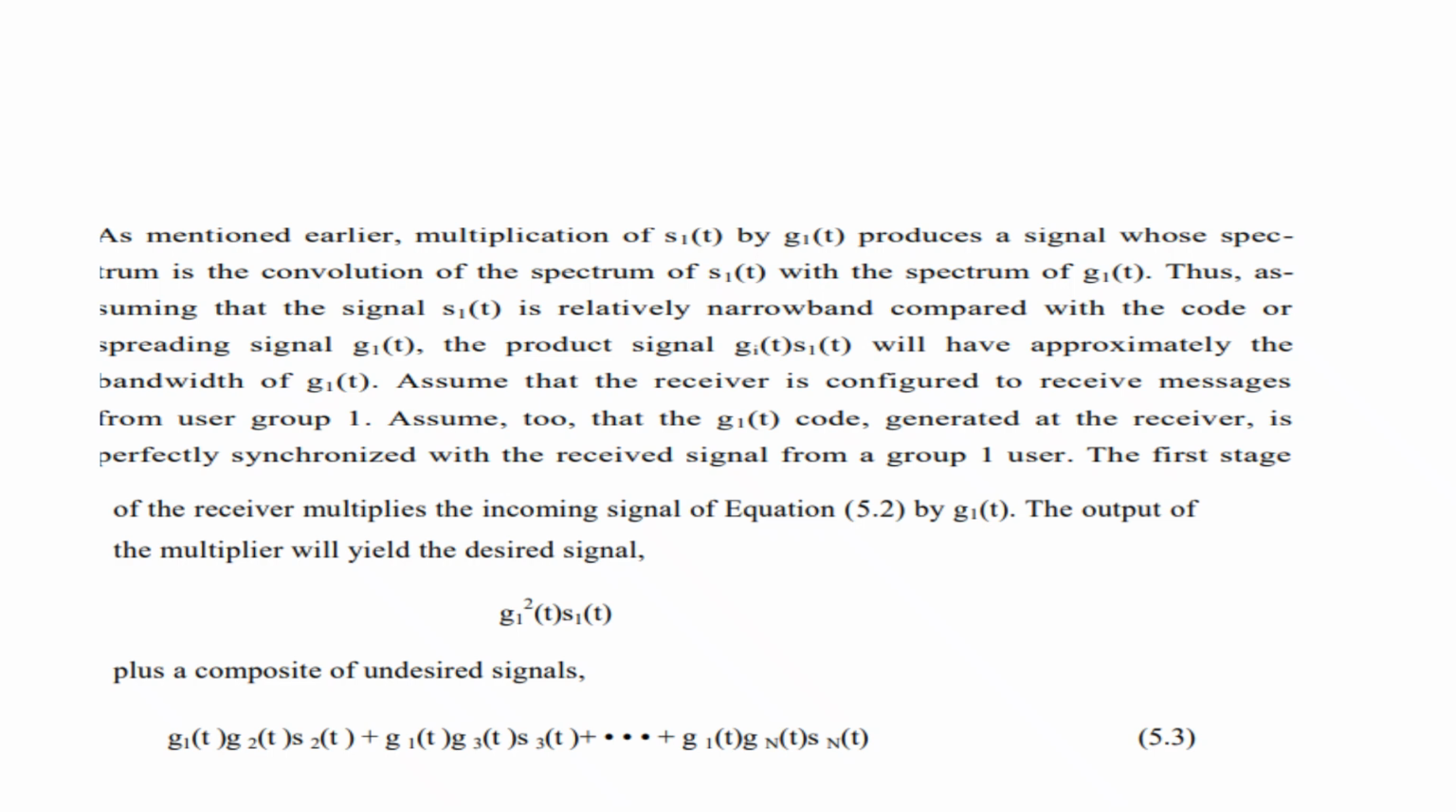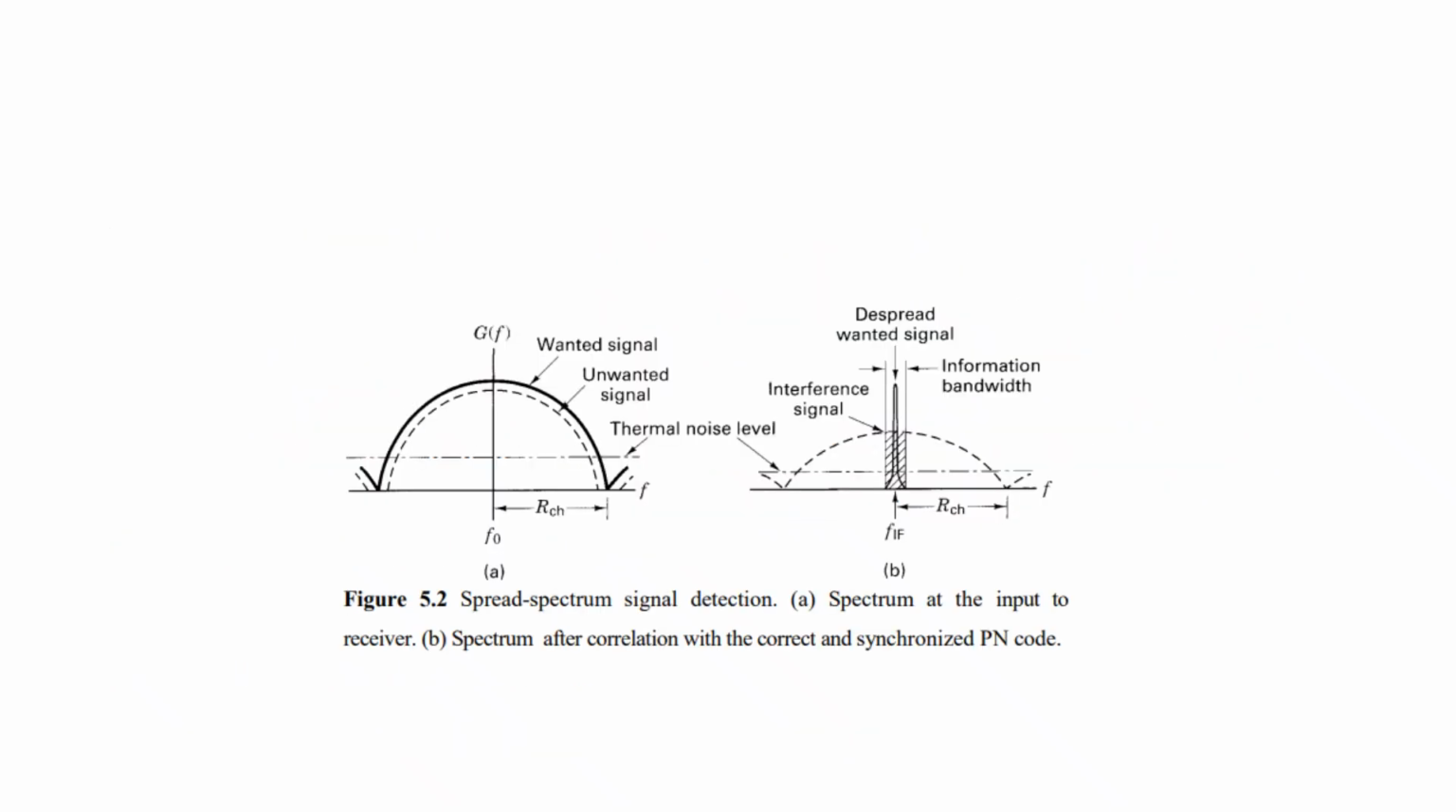Next, the first stage of the receiver multiplies the incoming signal with the spreading sequence Gi(t). Therefore, the multiplier will yield the desired signal. When the received signal is multiplied with Gi(t), it gives Gi(t) whole squared into Si(t), plus the undesired signals, which are G1(t) G2(t) S2(t) plus G1(t) G3(t) S3(t), and so on up to the number of sequences. And finally, the despread signal is obtained.